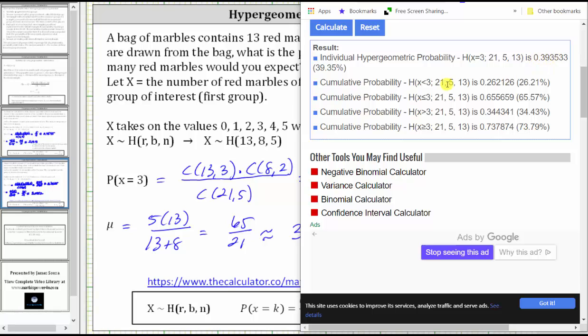Also notice how this gives other probabilities for x less than 3, less than or equal to 3, x greater than 3, as well as x greater than or equal to 3.